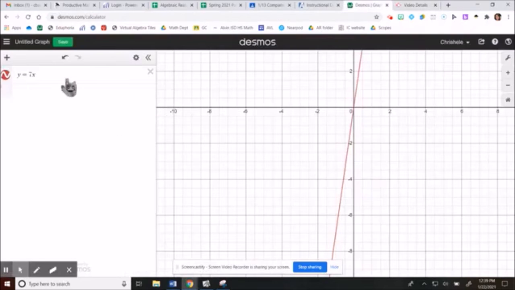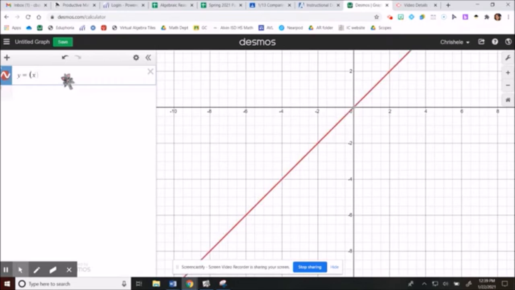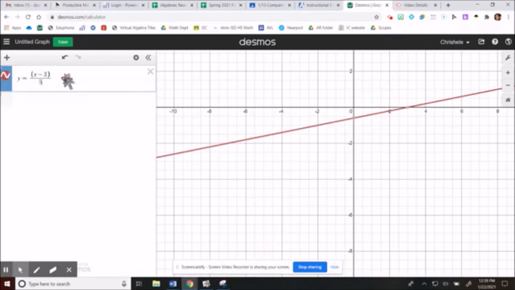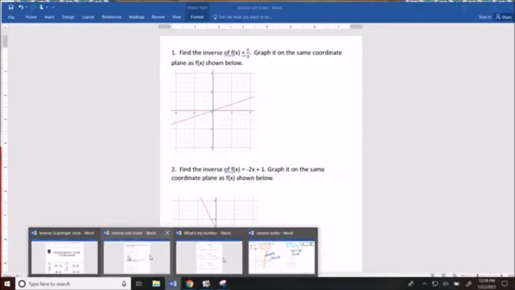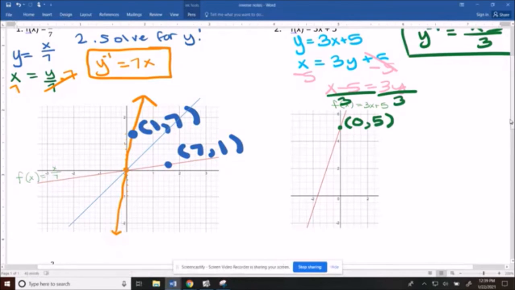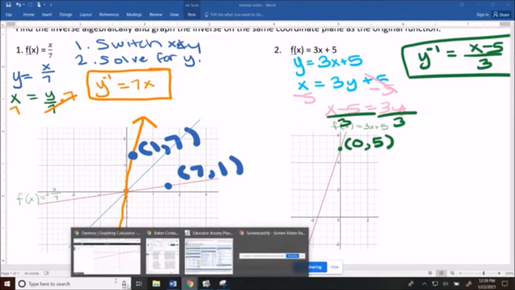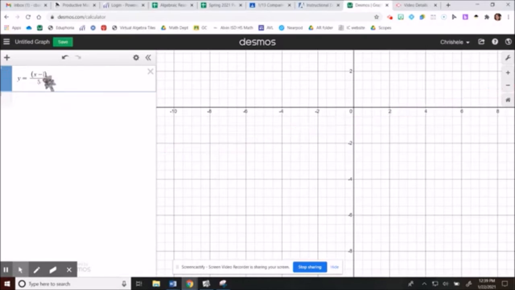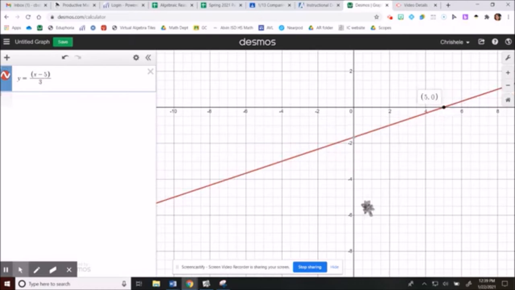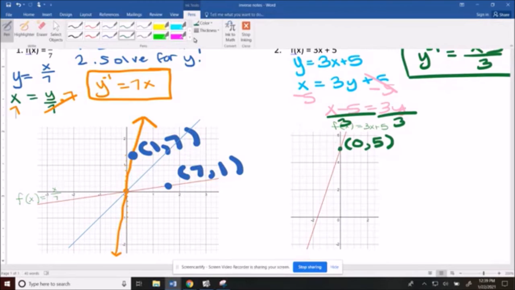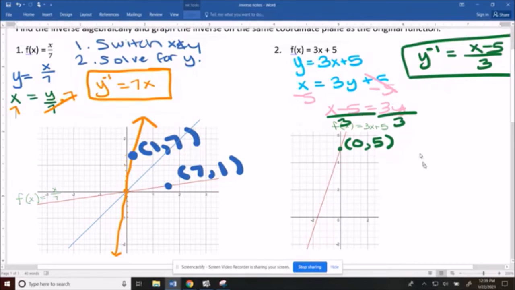Watch what happens when I put that inverse into Desmos. It's x minus 3 over 5. Is that what it was? No, it's x minus 5 over 3. Okay, look, I have an x-intercept at 5. So one of them has a y-intercept at 5. Super awesome.